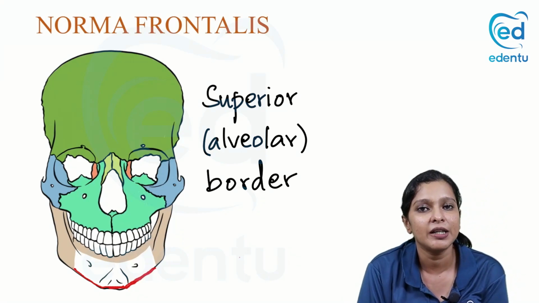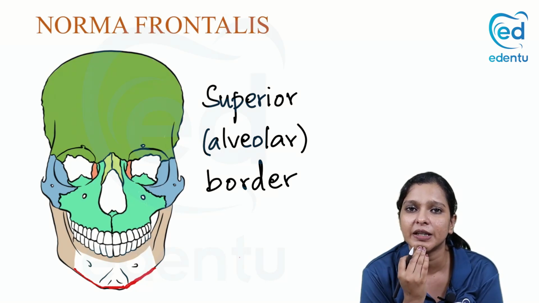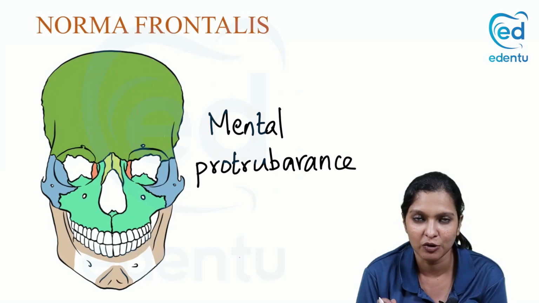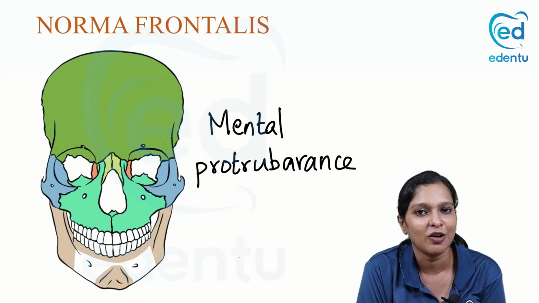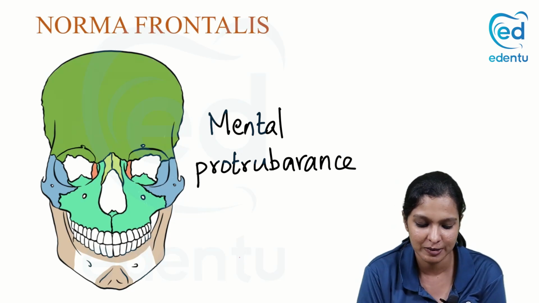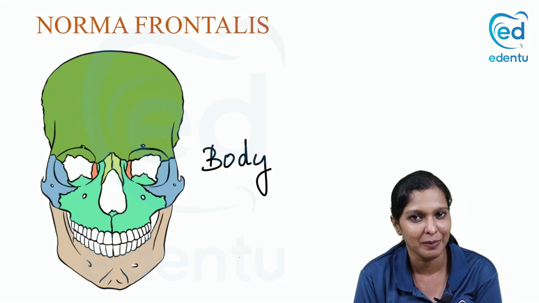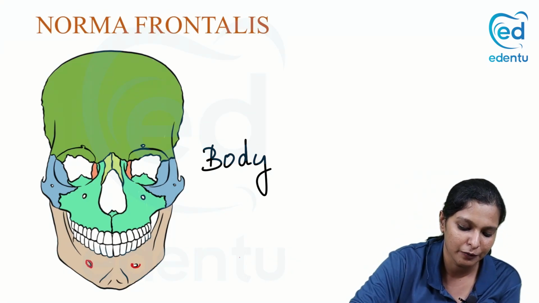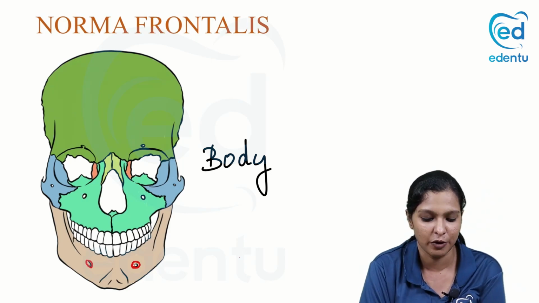Related to the inferior border, forming the prominence of the chin, is a protuberance called the mental protuberance. That bulge is formed by the mental protuberance. So this is the anterior surface of the body of the mandible. Here we have two more foramina called the mental foramen. These foramina are called the mental foramen.